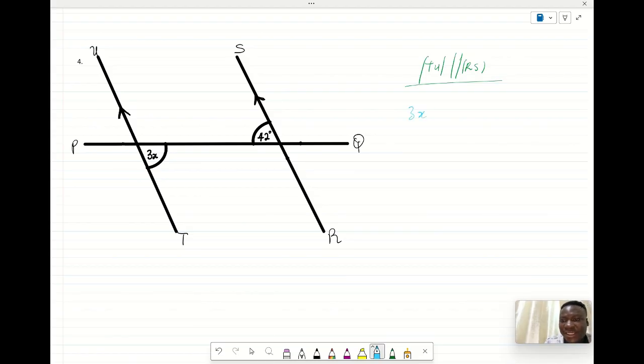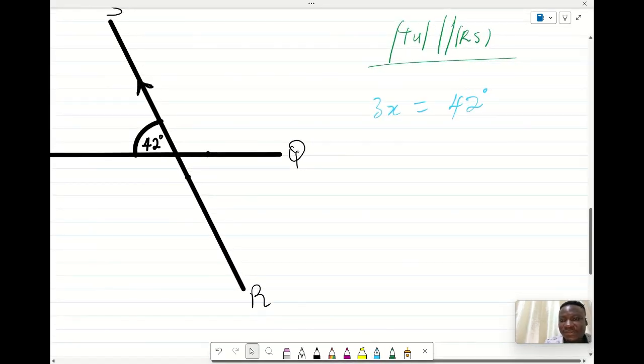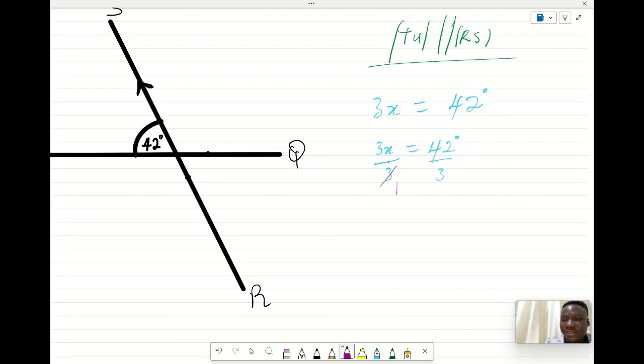It means that 3x is going to be equal to 42 degrees. And since we don't want 3x, but we want only x, we divide both sides by 3. 3 into itself 1, 3 into 42, 14 times. We are left with x is equal to 14 degrees. It's clear that x is equal to 14 degrees.